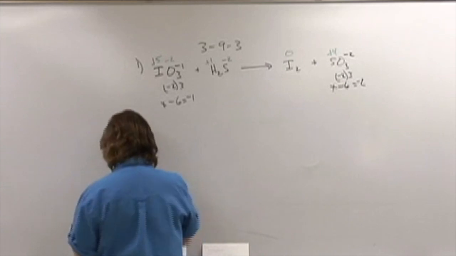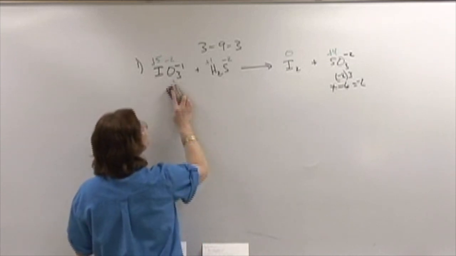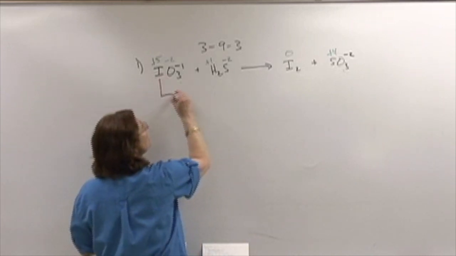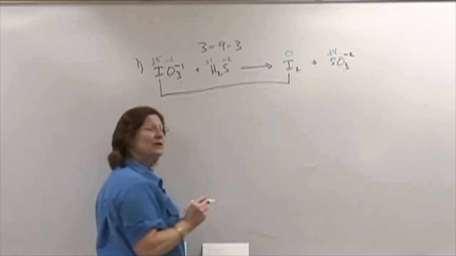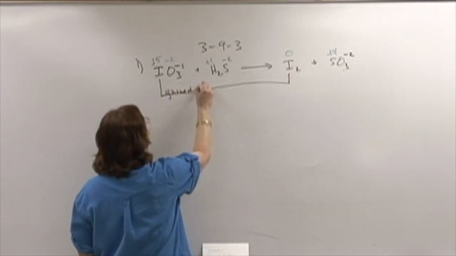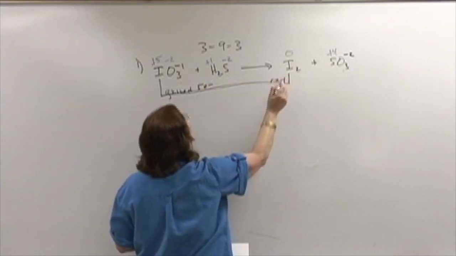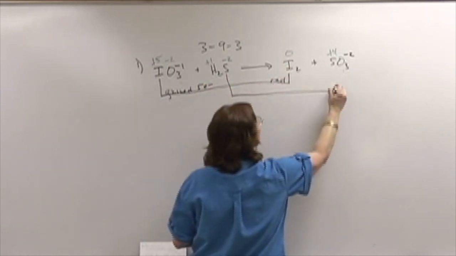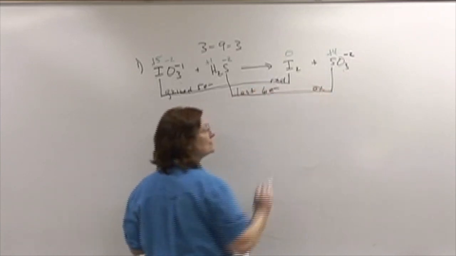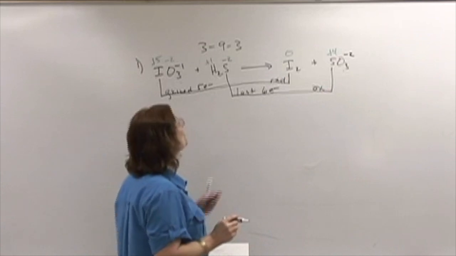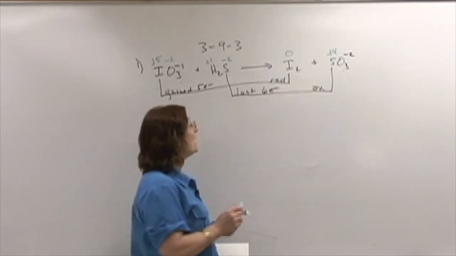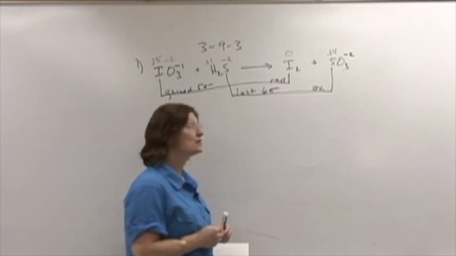Then we have to figure out what was oxidized and what was reduced. The iodine went from +5 to 0, and therefore it gained 5 electrons. It was reduced. Sulfur went from -2 to +4, and therefore it lost 6 electrons and was oxidized. You remember my abbreviations for reduced and oxidized. Now I'm going to separate them into their half reactions.